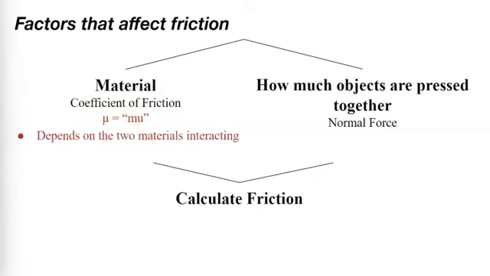As mentioned before, the value of mu depends on what two materials are interacting with each other, and the stronger the attraction between these materials, the greater the value of mu is going to be. And the greater the value of mu, obviously the greater the frictional force will be.